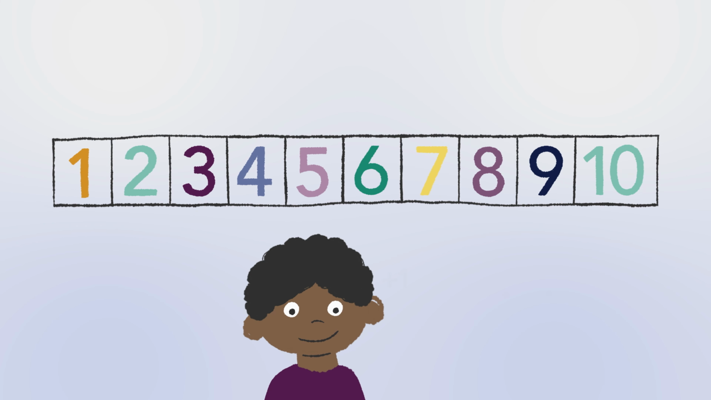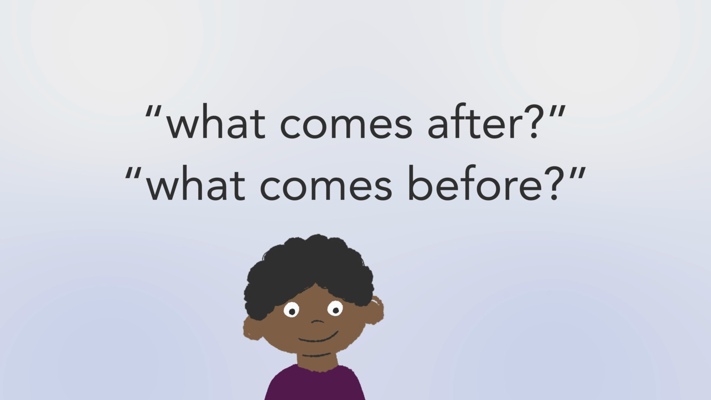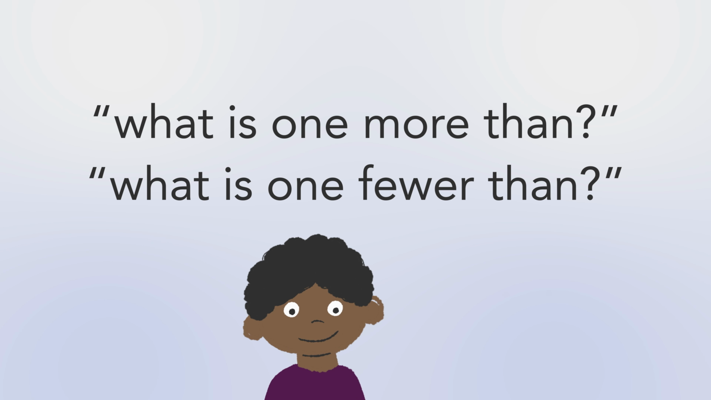Children must be able to hold the original amount in their heads, imagine increasing that amount by 1, and use their knowledge of the number sequence to determine the second amount. If their answers to what comes after and what comes before are solid, they can use that knowledge to answer one more than and one fewer than questions. And just as with the what comes after and what comes before questions, it is more difficult for children to answer what is one fewer than than to answer what is one more than.